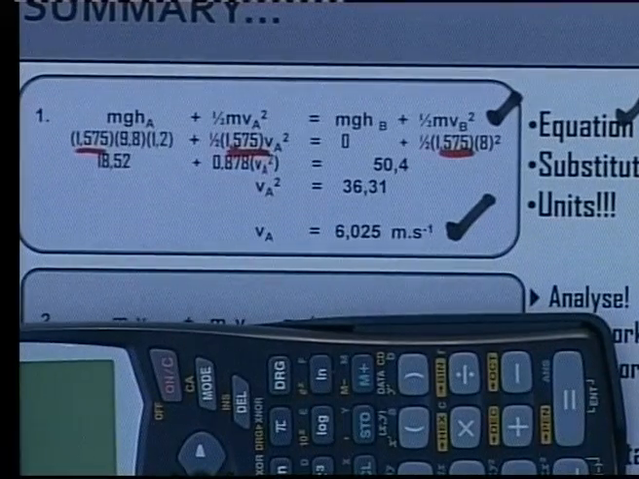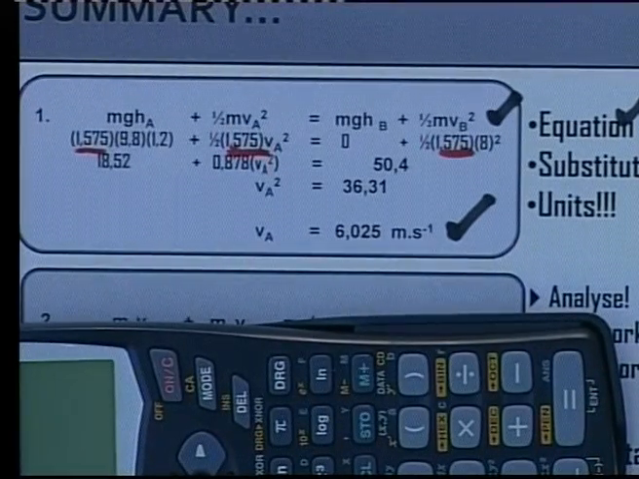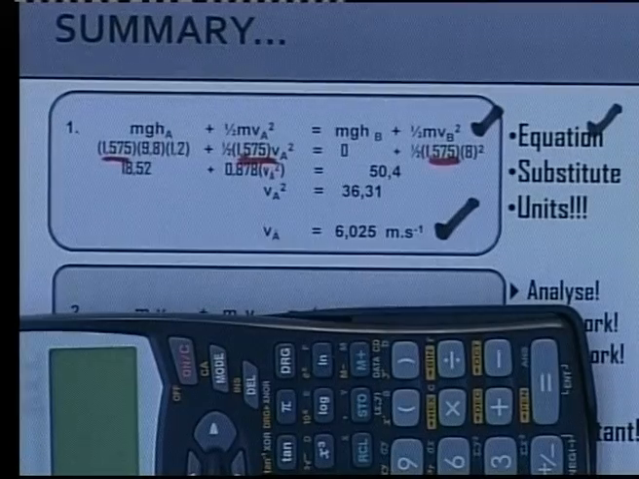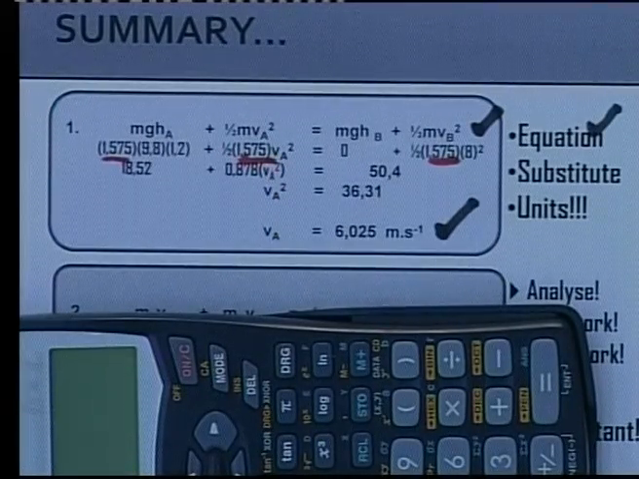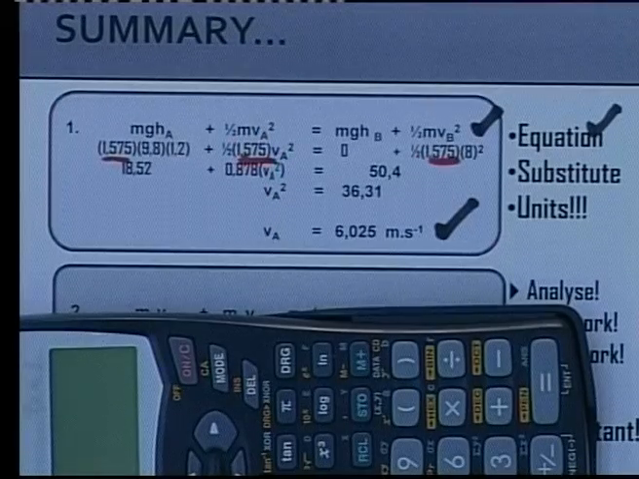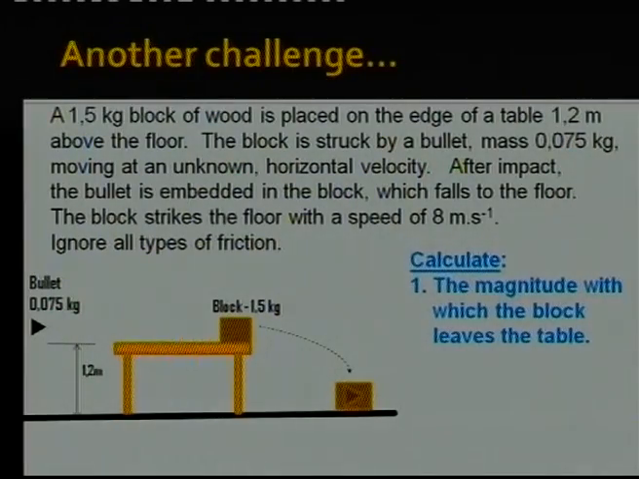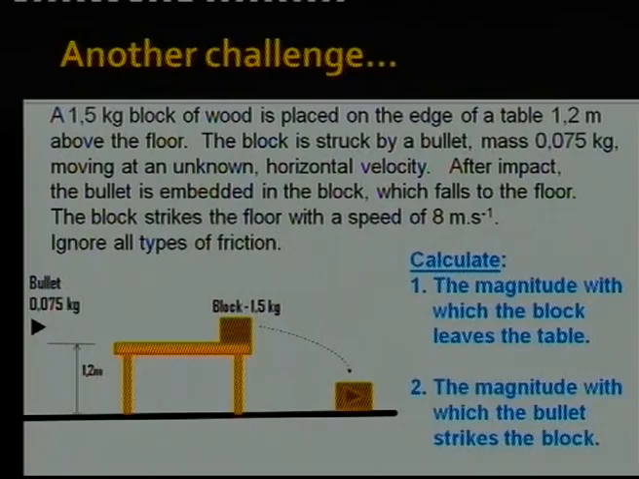Let's look at the second question quickly. Just leave that for a minute, everybody can see. Okay, good. Now, let's look at the second question possibly and see whether you can actually handle that one. The second question says, what is the magnitude with which the bullet strikes the block? The magnitude with which the bullet strikes the block. So, what does that mean?